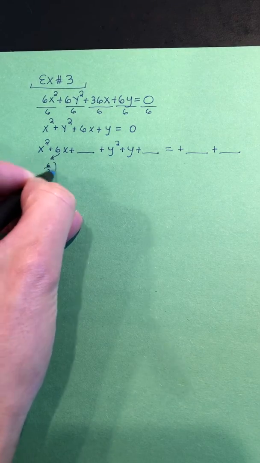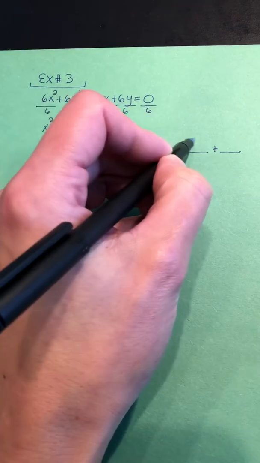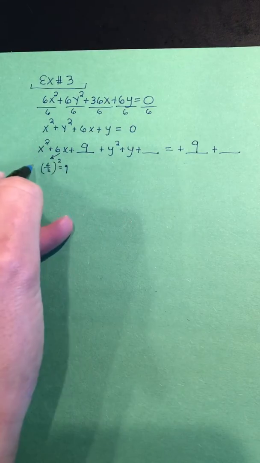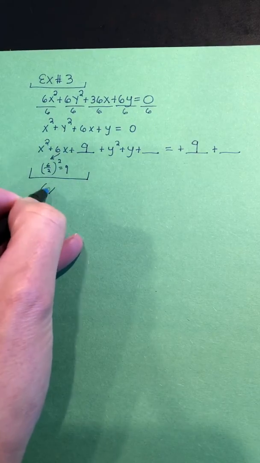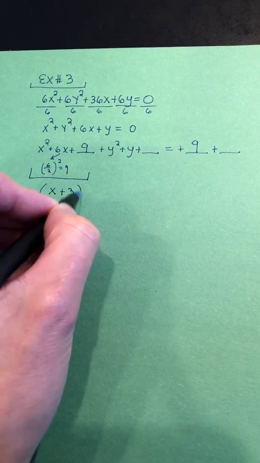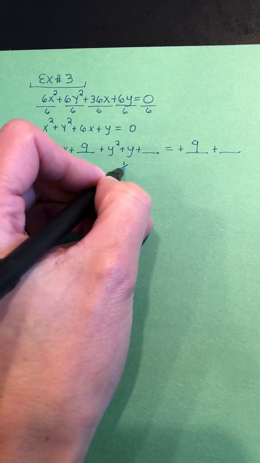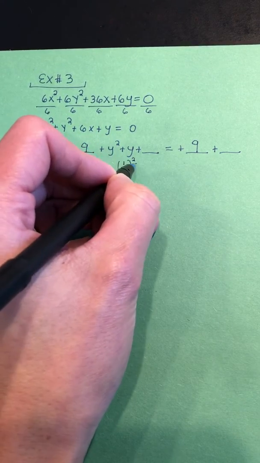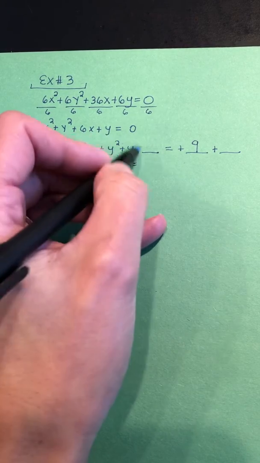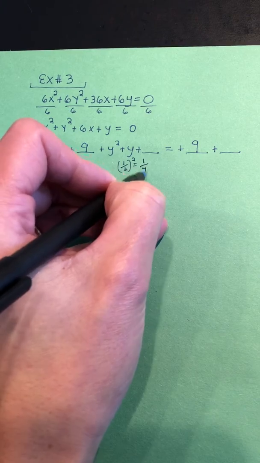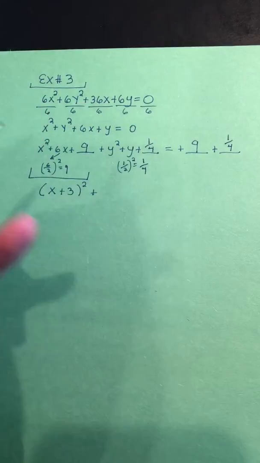6 divided by 2 squared is going to give me 9. I'm going to add 9 to the left and the right, and I'm going to rewrite x squared plus 6x plus 9 as a binomial squared, okay? Then I'm going to take the 1 divided by 2 and square it. Remember, no calculator. We're going to do this all with fractions. This is going to be 1/4. So 1/4. And I have to add a 1/4 to the right.